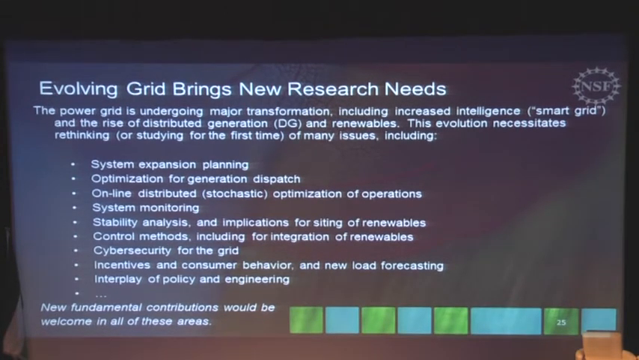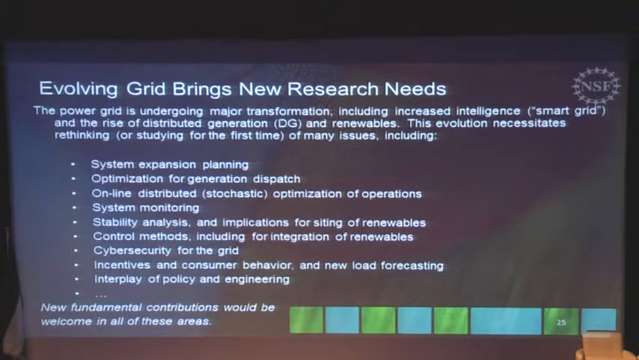So, a lot of research problems. I want everyone here to pick a research problem and try to work on it. System expansion planning, optimization for generation dispatch, all these things change because you have distributed generation. System monitoring, stability analysis, like I mentioned before. How do you site renewables in order to have better stability properties, better reliability? Control methods, which is my area, for integration of renewables, cybersecurity for the grid, incentives for consumer behavior.